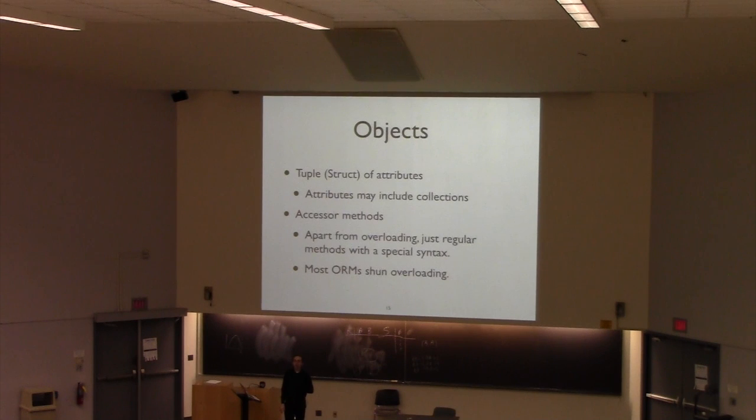There's this subclassing, overloading business as well, that I'm not going to get into because pretty much every ORM shuns that or stays away from that to varying degrees. But the core interesting thing that a lot of ORMs delve into is this idea of collections. Now, why is this so interesting? And by ORMs this time, I mean object relational models, so the database side of things.